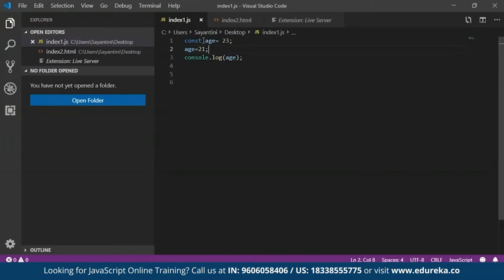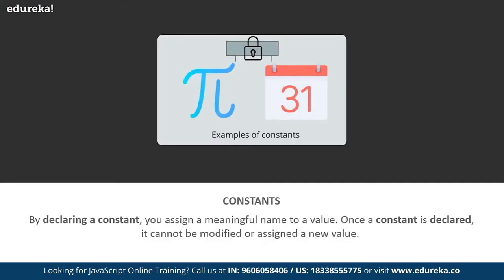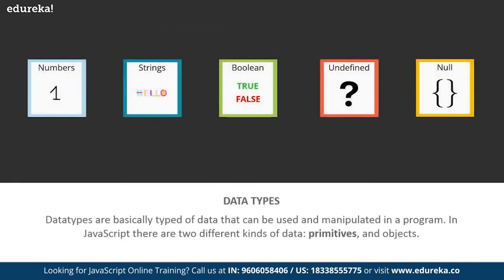So the best practice is to use var whenever you're planning to change the value later. Now that you know what variables and constants are, you must be wondering what kind of values we can assign to these variables. So now let's move ahead and have a look at the different data types that you can use.